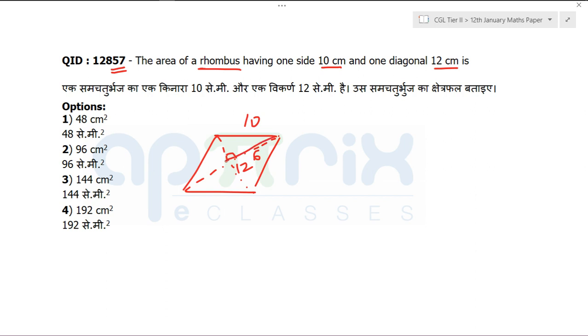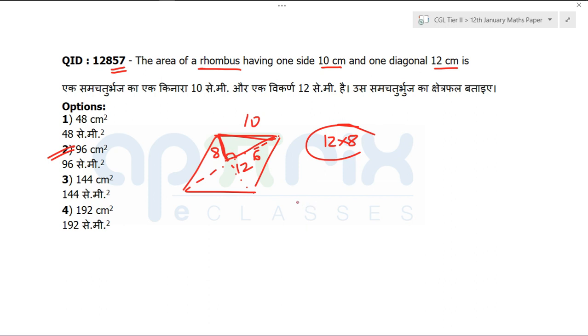Now again, there is a Pythagorean triplet in a right angle triangle. 6, 8, 10 is a well-known Pythagorean triplet, right? So you got half of the other diagonal. So actually 12 times 8 will be the area. That is going to be 96, because half d1 d2 is what you know, right?